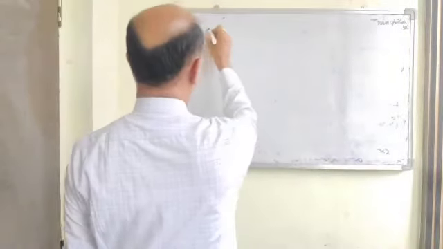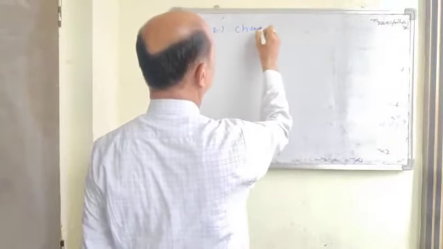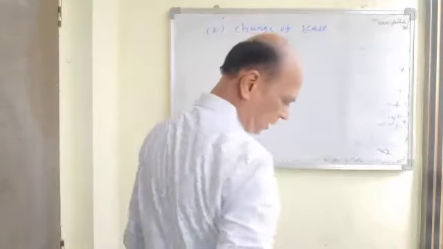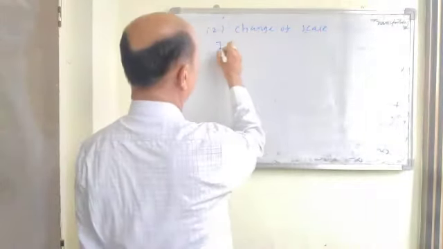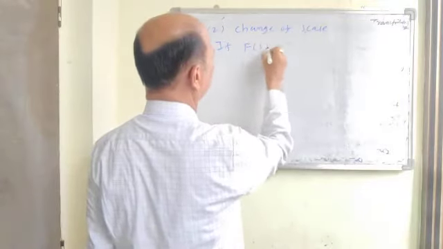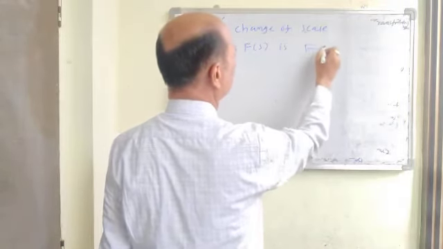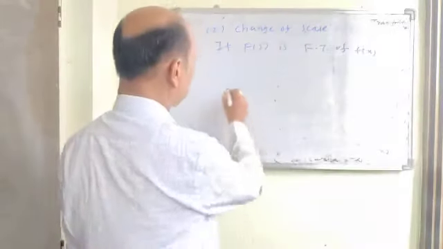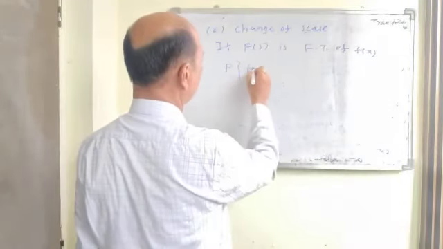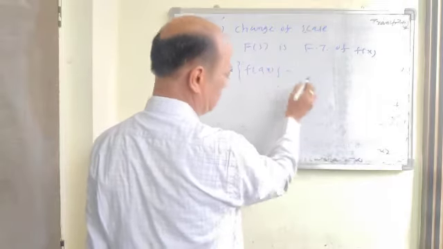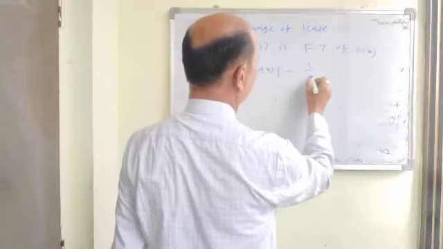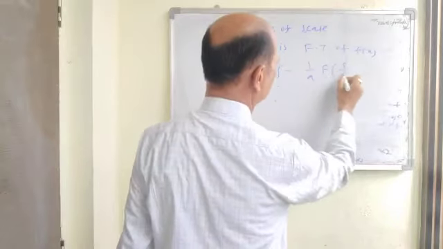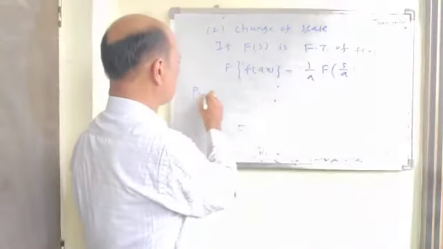The second property is the change of scale property. If capital F of s is the Fourier transform of f of x, then the Fourier transform of f of ax is equal to 1 upon a F of s by a. This we are going to prove in short here.